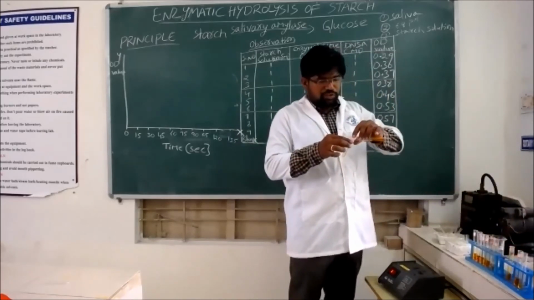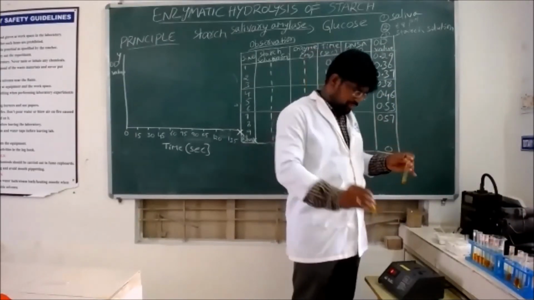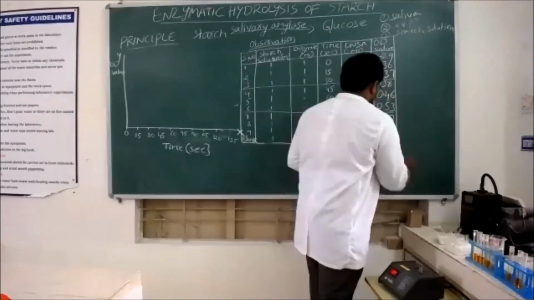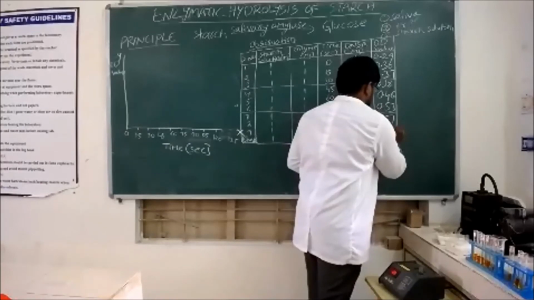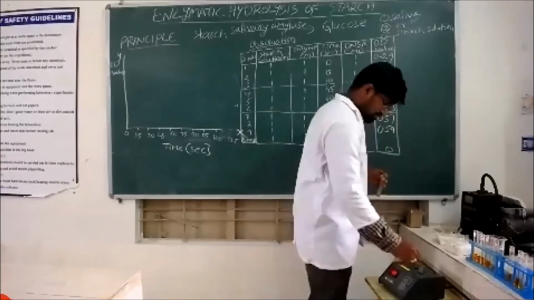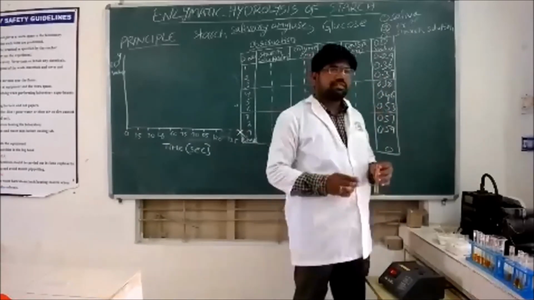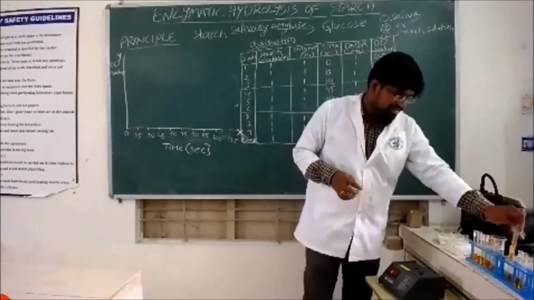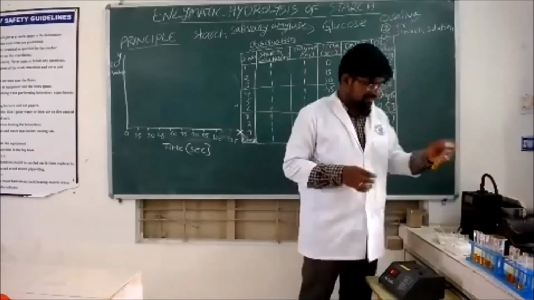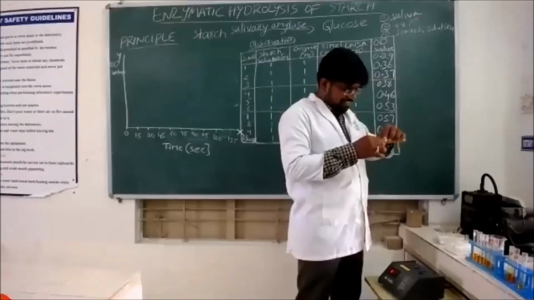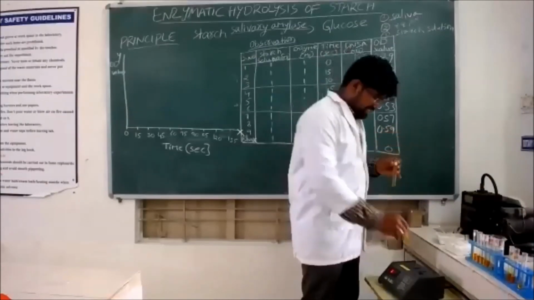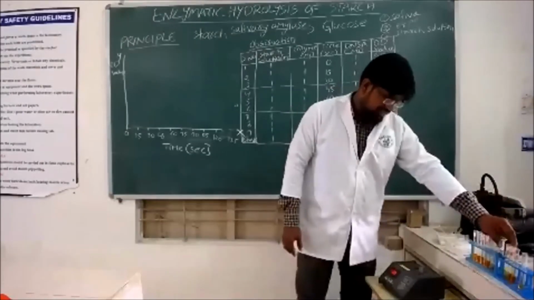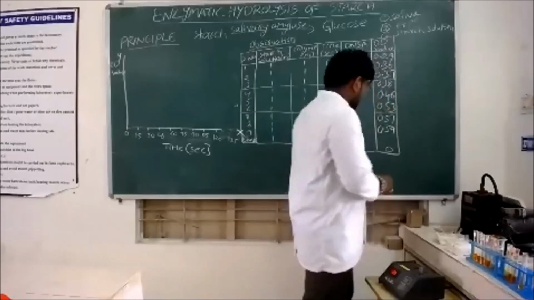Let's measure the remaining two also, 8 and 9. 0.59. So last tube, 9. 0.59.